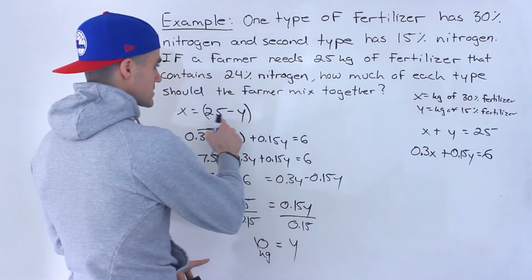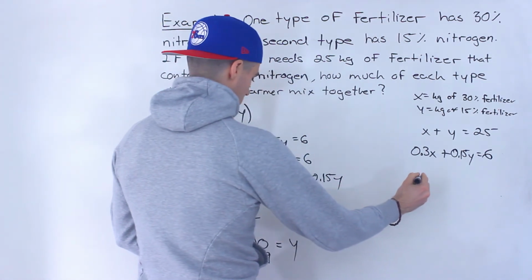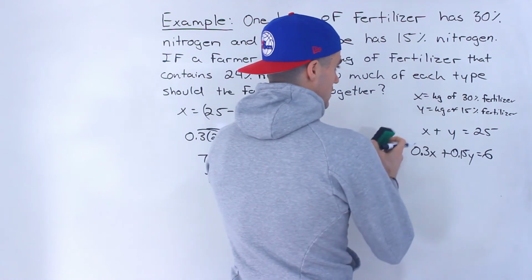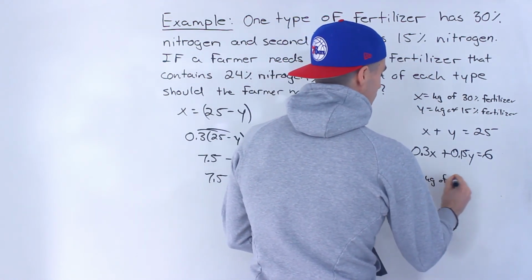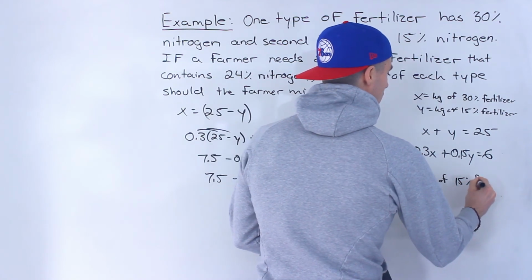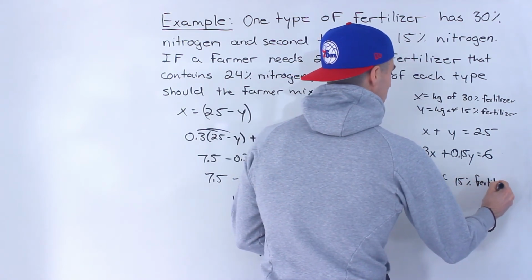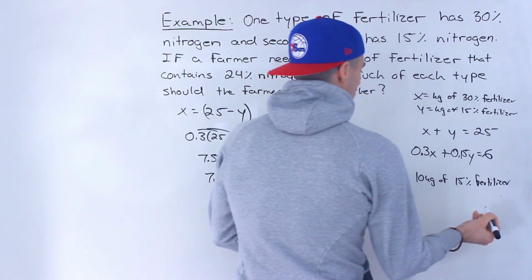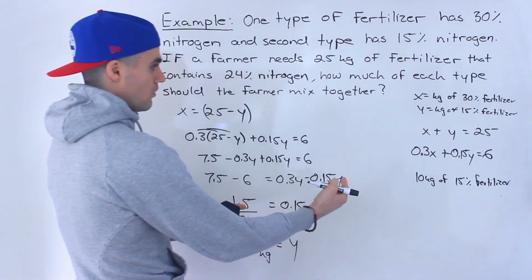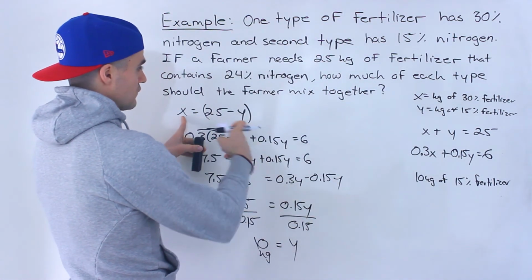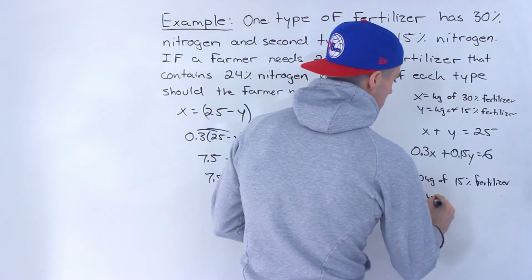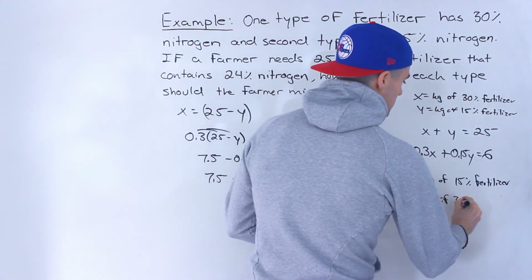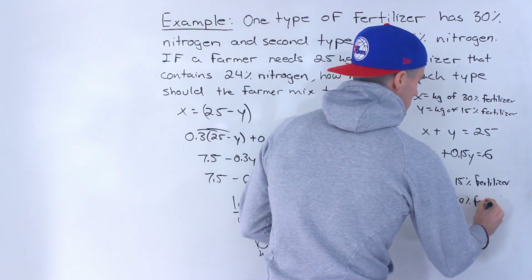And so x. Let's actually just write it here: 10 kilograms of the 15% fertilizer. And then we know that the total has to be 25, so 25 minus 10 would give us 15 kilograms of the 30% fertilizer.